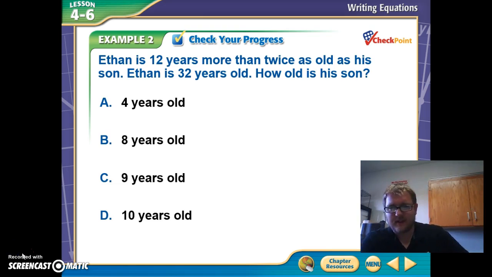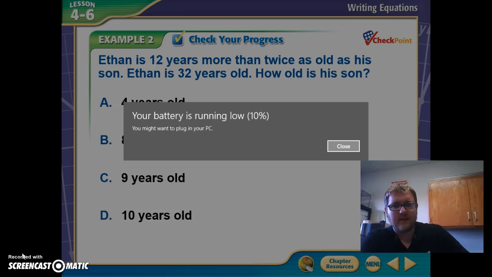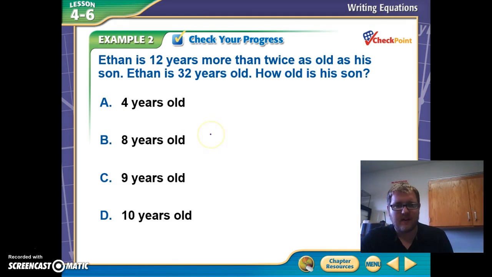Now go ahead and check your understanding with this question. Ethan is 12 years more than twice as old as his son. Ethan is 32 years old. How old is his son?